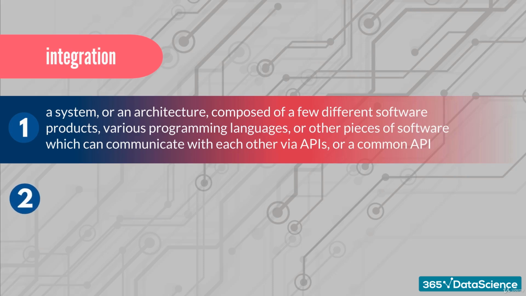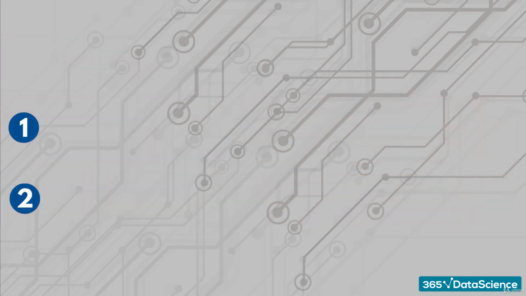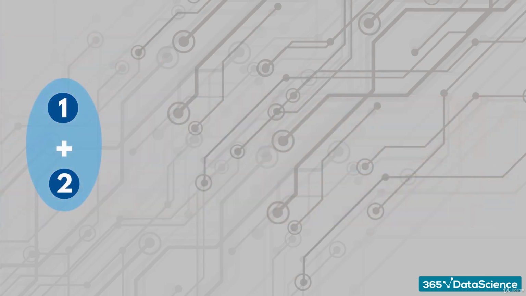The second meaning of the term integration is the more classical one, which refers to a situation where multiple software products can be set up to work as one tool. The idea here is to enhance the functionality and the performance of an already existing application, thus solving a certain business problem quicker and more efficiently. Apart from the two distinct meanings, we could say there's a third type of integration. It represents a mixture of the first two. This is precisely the case of the example below.